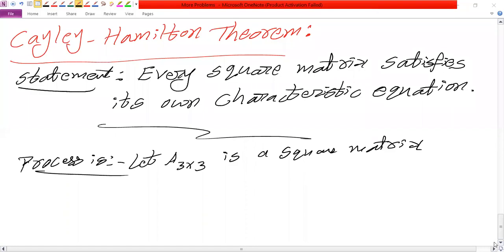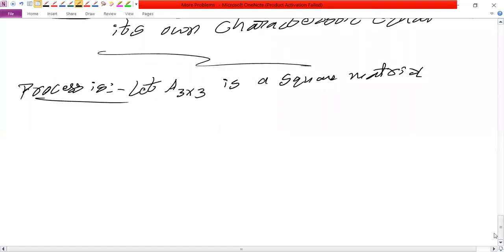Earlier, one student asked, sir, this is such a lengthy problem, how can we solve it in the examination hall? It may consume a lot of time. Yes, it will consume a lot of time, but there is an option for that. You may get a problem from the Cayley-Hamilton theorem, which I am discussing now.